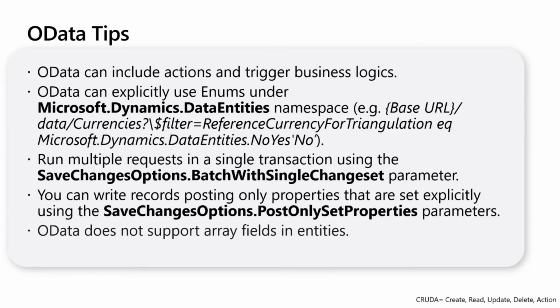You can also run multiple requests in a single transaction using the batching options. This is very useful and I use it a lot, especially with .NET coding, in scenarios where header and lines are involved. For example, integrating sales order and lines when you want to batch them together. You can also write records posting only properties that are explicitly used to avoid deleting information you don't need to manipulate. OData also doesn't support array of fields in the entities.